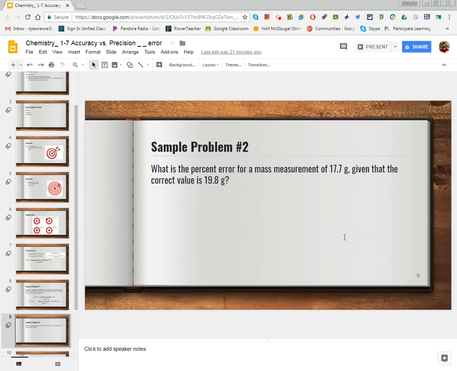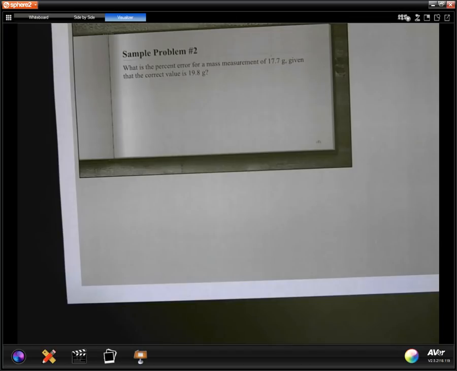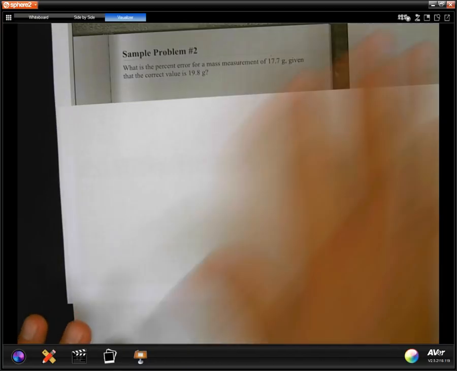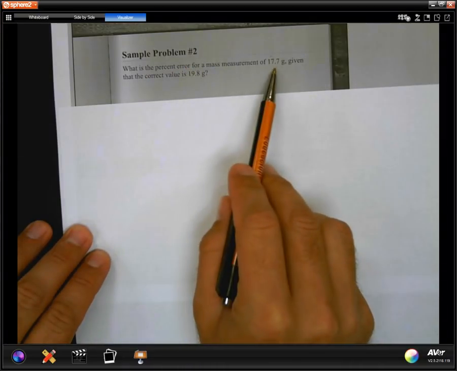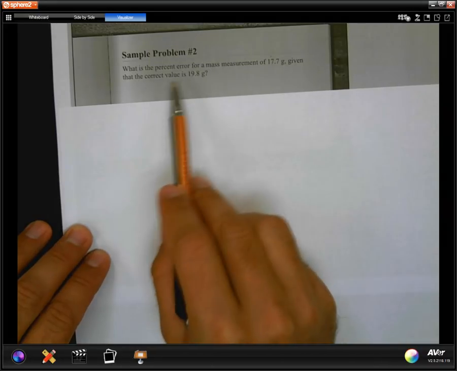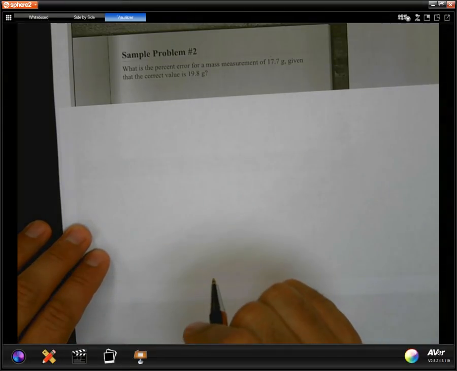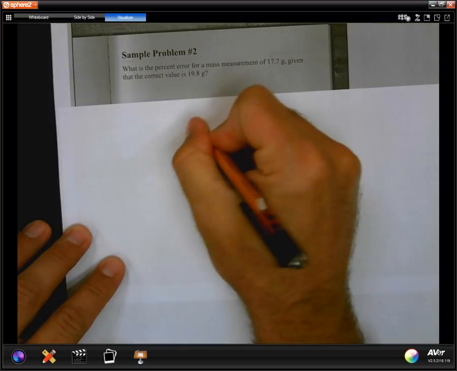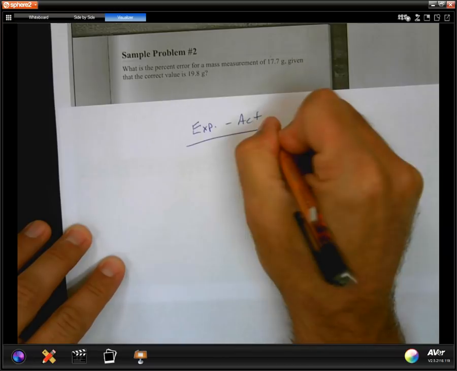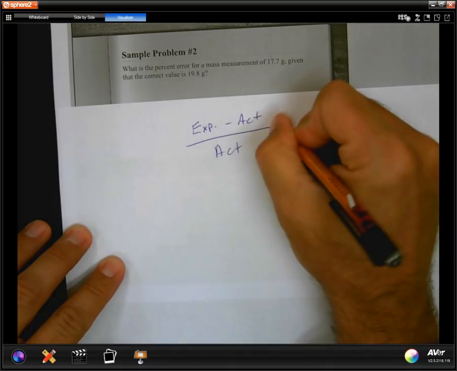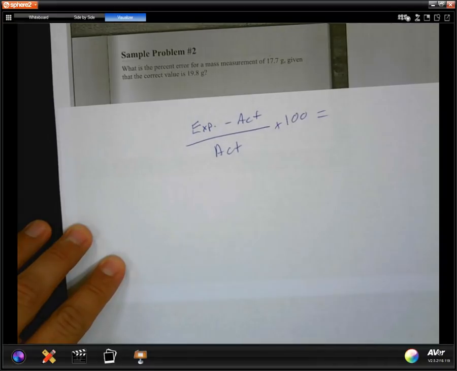So let's do one more problem together, and I'm going to show you how you do this using a calculator and how you would set this up from scratch. So again, consider the problem that was given to you on the screen. What is the percent error for a mass measurement of 17.7 grams, given the correct value is 19.8 grams? So obviously, we're just going to do the equation we just looked at, which is our experimental minus our actual, divide by actual, times 100, and hit the equal sign.